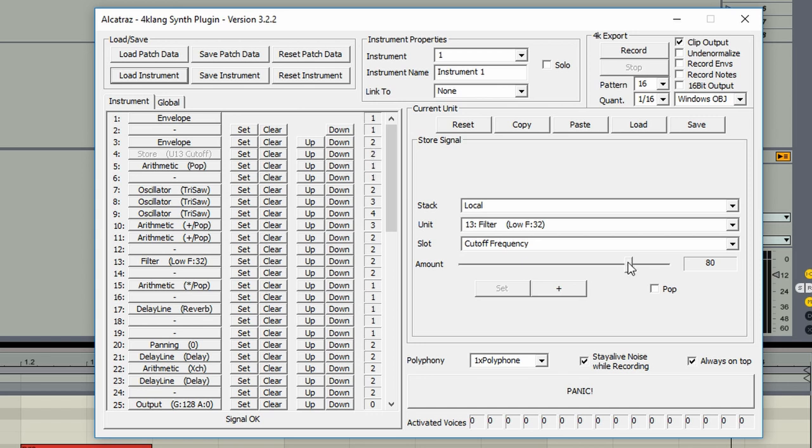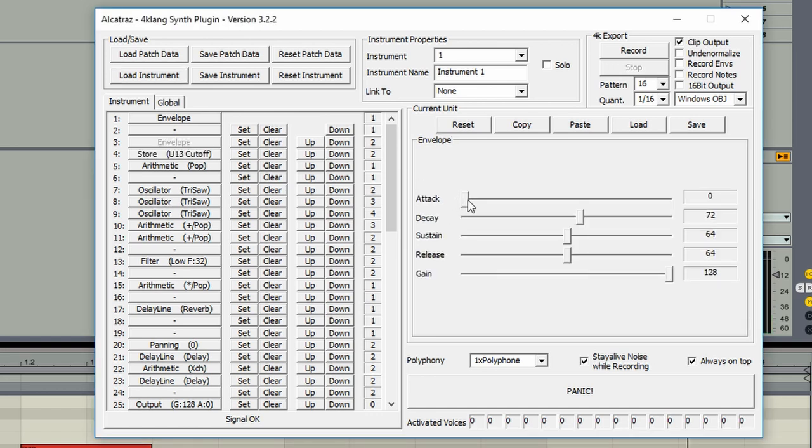So basically, this is controlling the cutoff frequency on row 13. So this one. So if I play this, so let's actually see how this relates to the envelope, because this envelope is basically the attack, decay, sustain, release for this filter. So if I'm correct, if we up the attack on this, it should be referring to the attack on this filter.